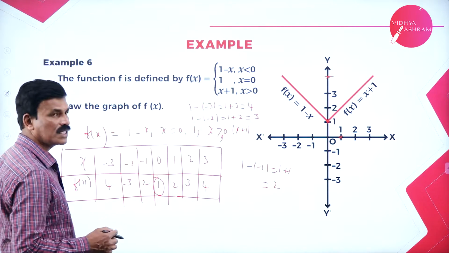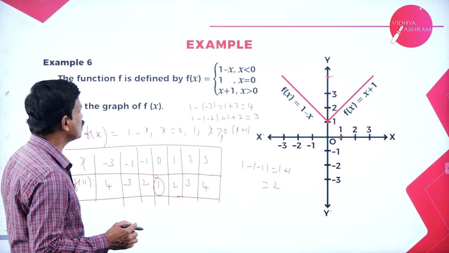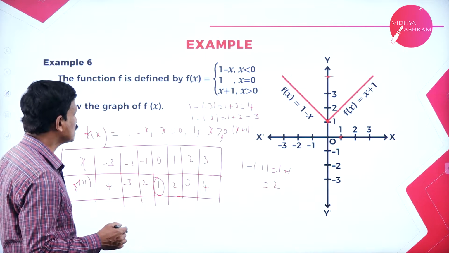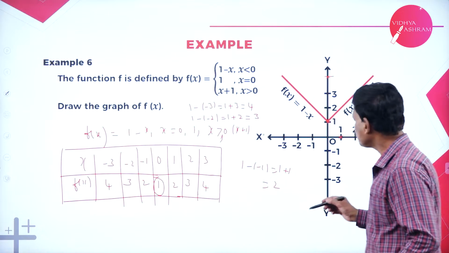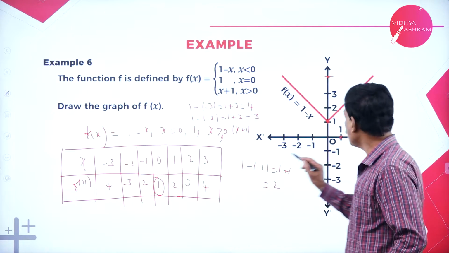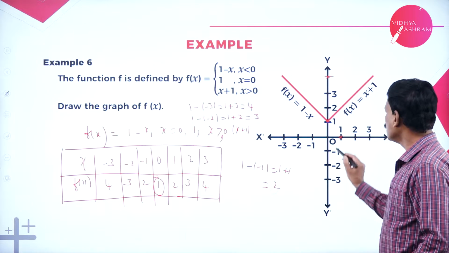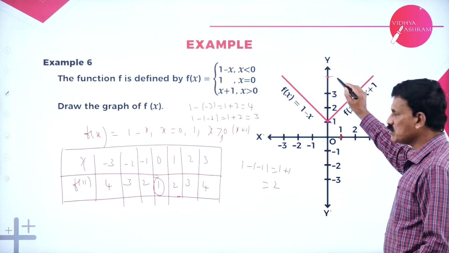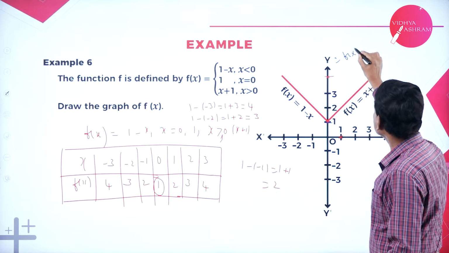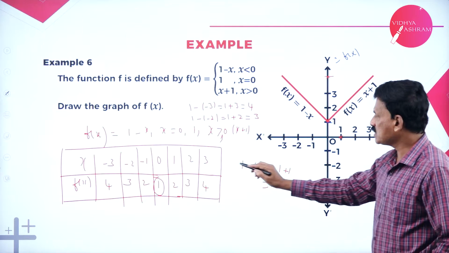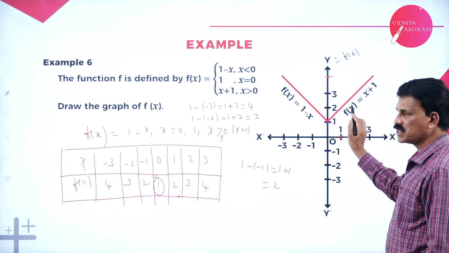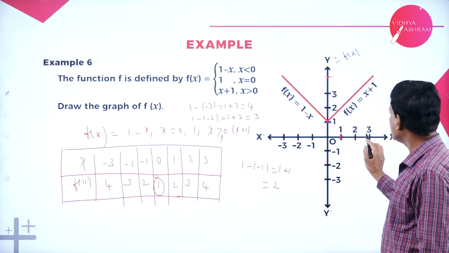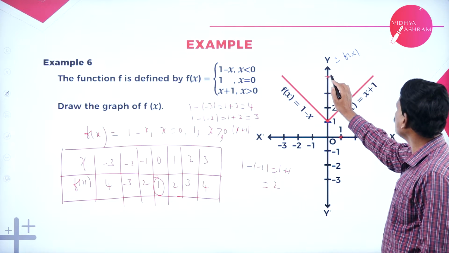The function is 1 minus x when x is less than 0, 1 when x is equal to 0, and x plus 1 when x is greater than 0. I will explain once again. When x is equal to 0, f of x is equal to 1. This is the point. When x is equal to 1, f of x is 2. Again, when x is equal to 3, f of x is equal to 4. We will get the point here.